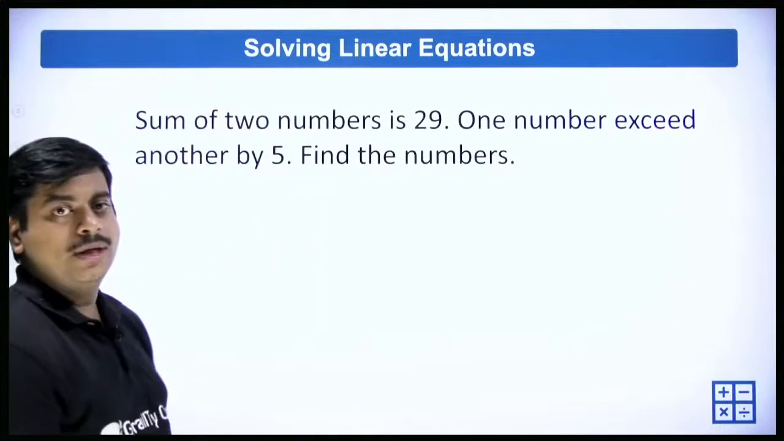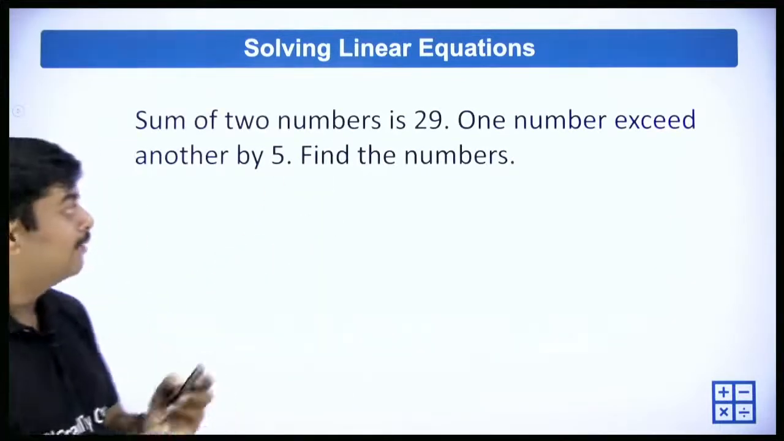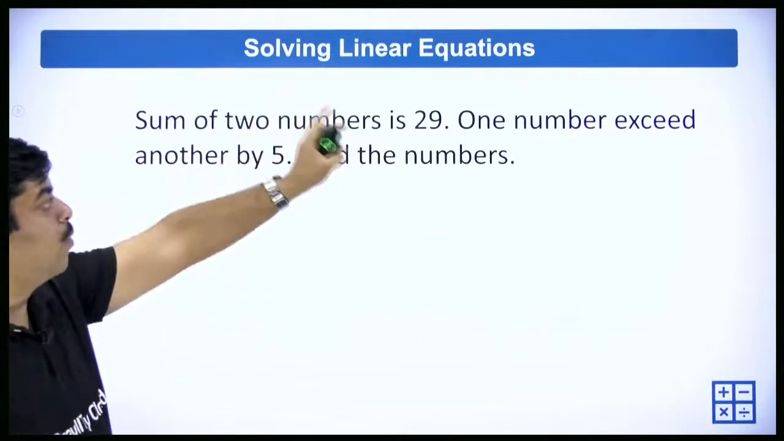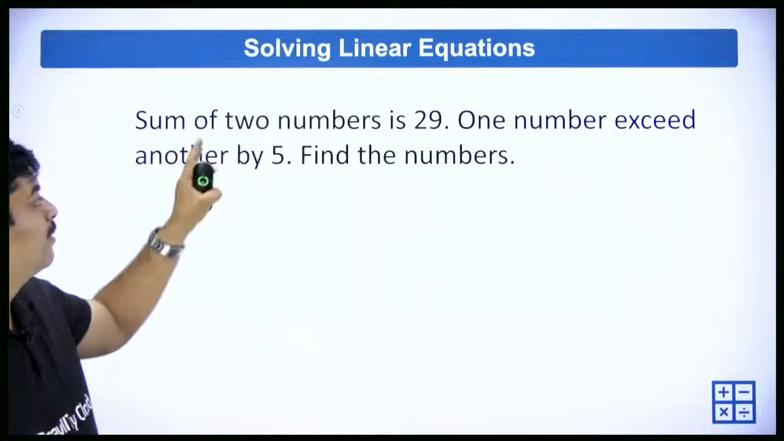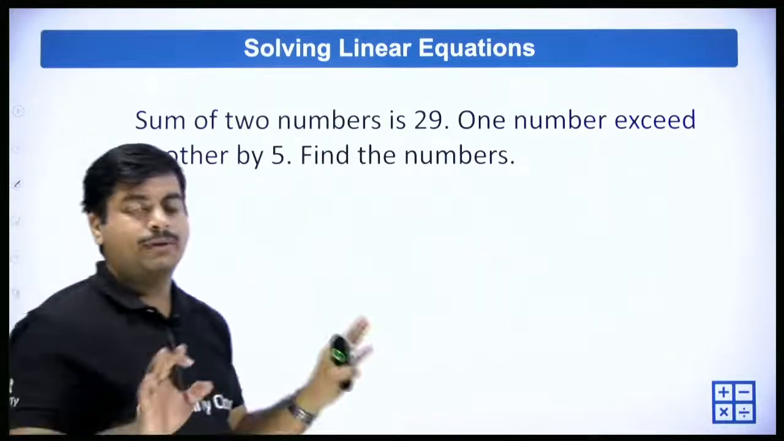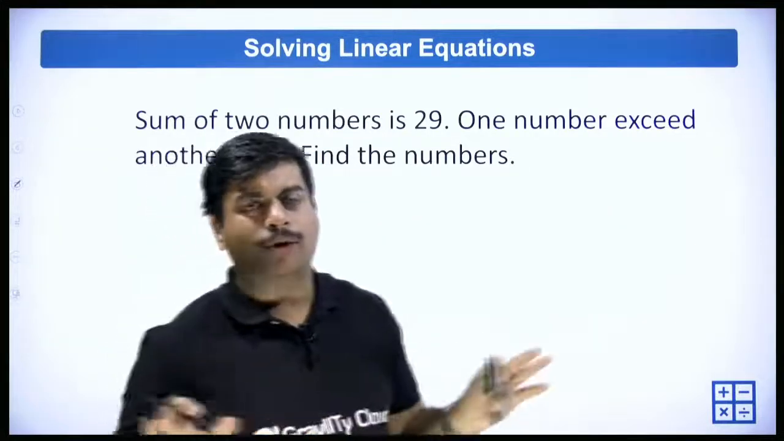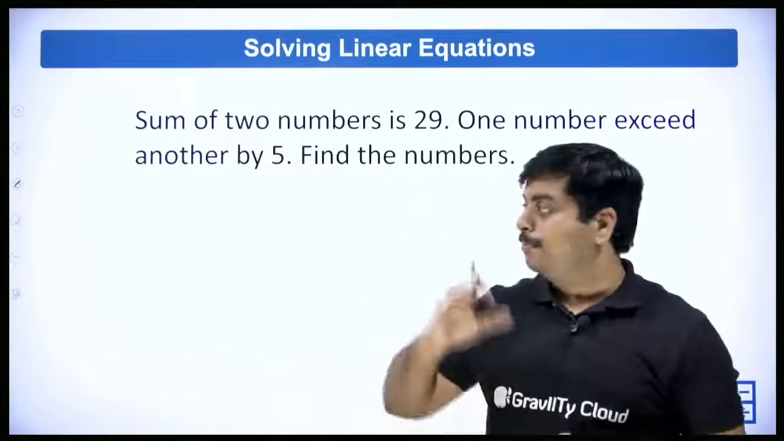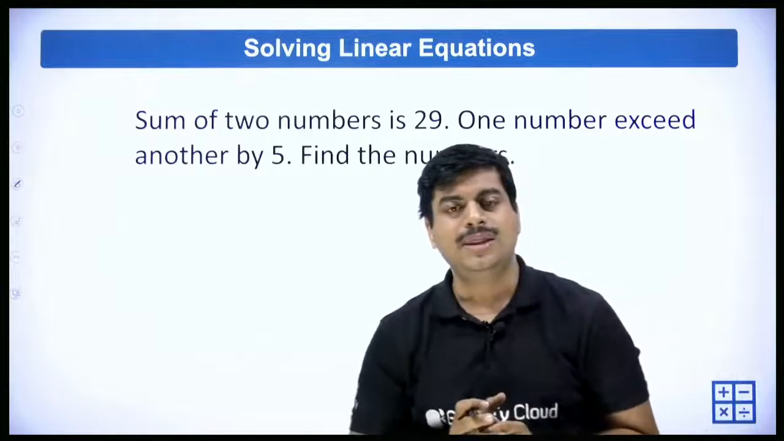We have one more question. You can take that as an assignment and we'll cover that in the next class. The sum of two numbers is 29. One number exceeds another by 5. Find the numbers. I'm not going to help you, but using the information we have discussed till now, please try to do this one.